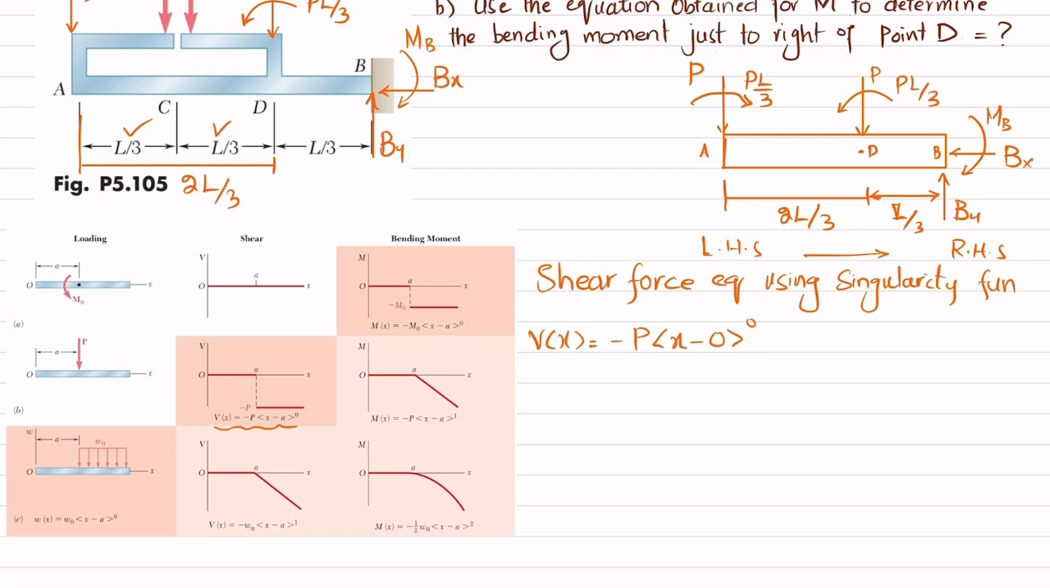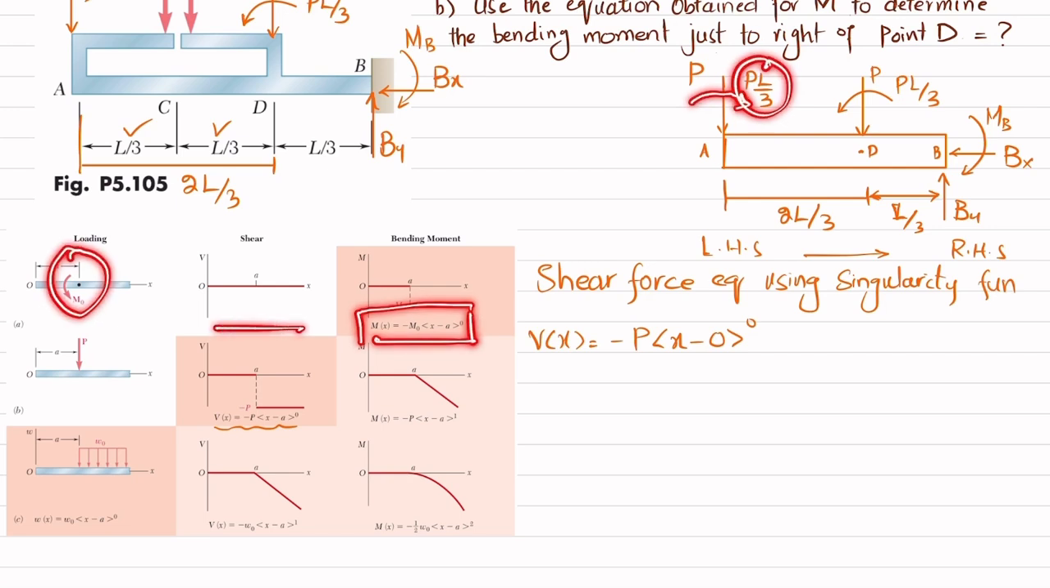Now at this point, you also have this moment, which is PL over 3. So the equation for the moment is this one, and for shear force, the moment is not producing any shear force. So this term will be 0.